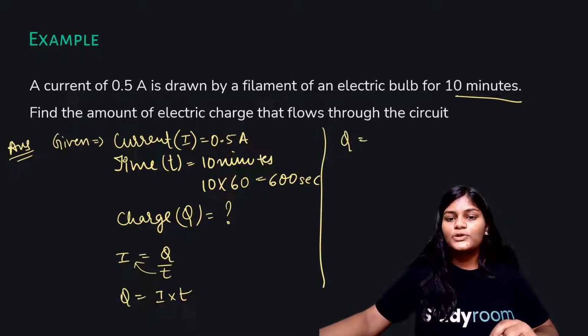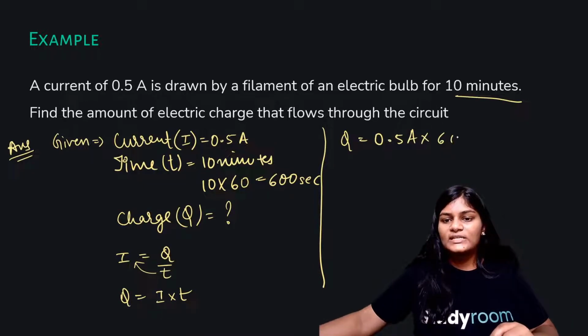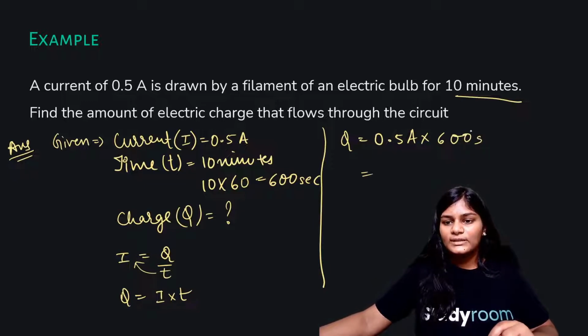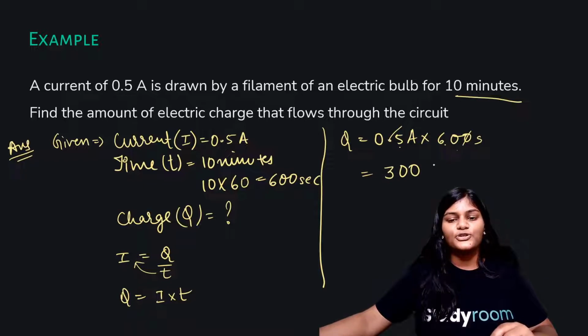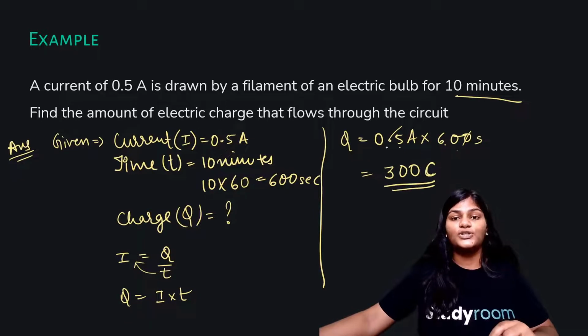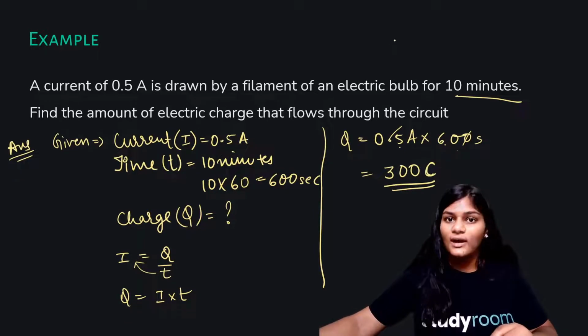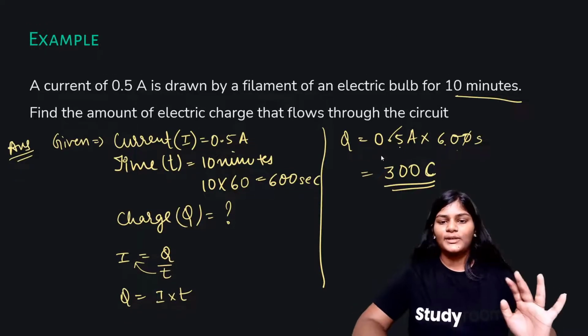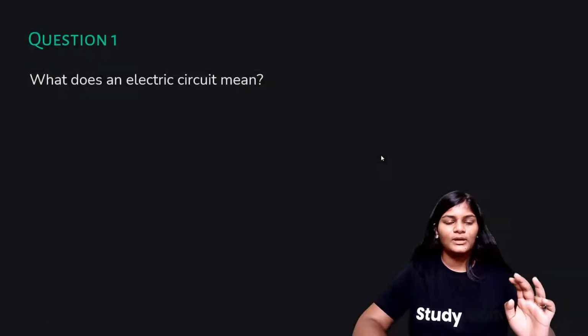Now we put the values of whatever we know here. Current we know 0.5 ampere into time we know as 600 seconds. Right? So this 0 removes the decimal of 5, and 5 into 6 we know is 30, and this extra 0 makes 300 Coulomb. Now we are going to use the unit of charge. So 300 Coulomb is the answer. Okay, moving on to the next question.